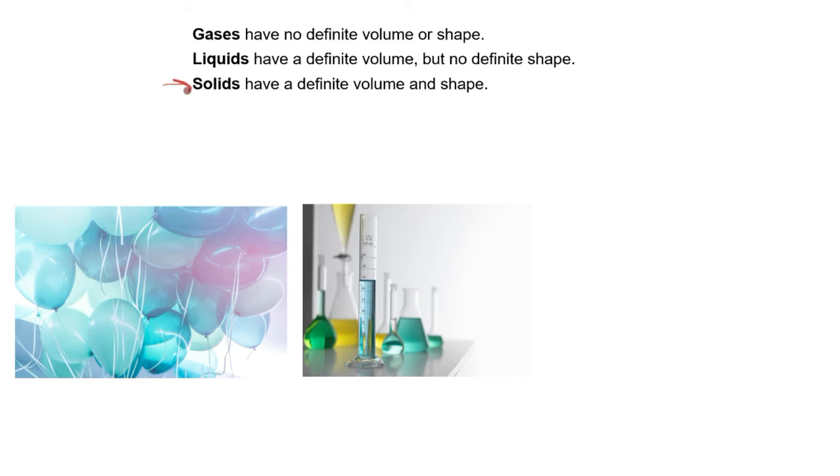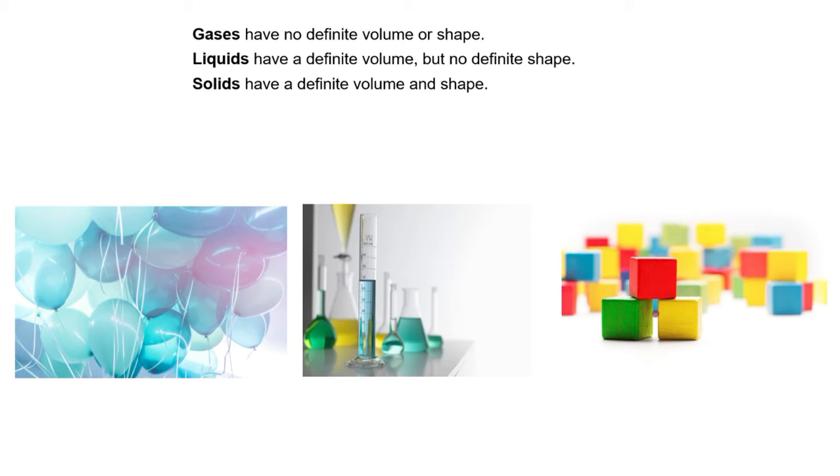Finally, solids. Solids have a definite volume and a definite shape. So here are some solid cubes. You may put these cubes in a container, but they will retain their volume and their shape. Substances will move between these three phases. Depending on the change that takes place, we have very specific terms for this.